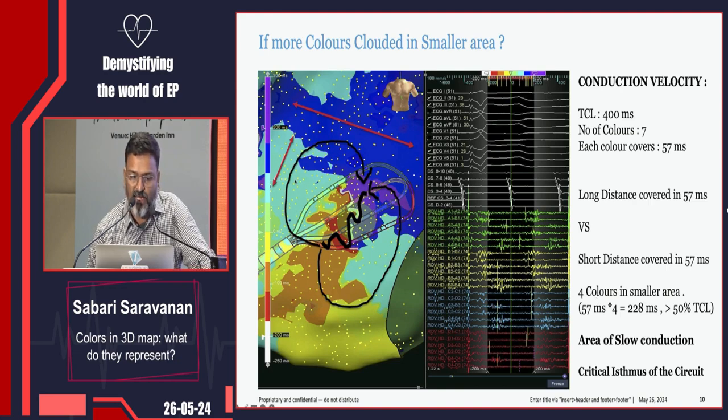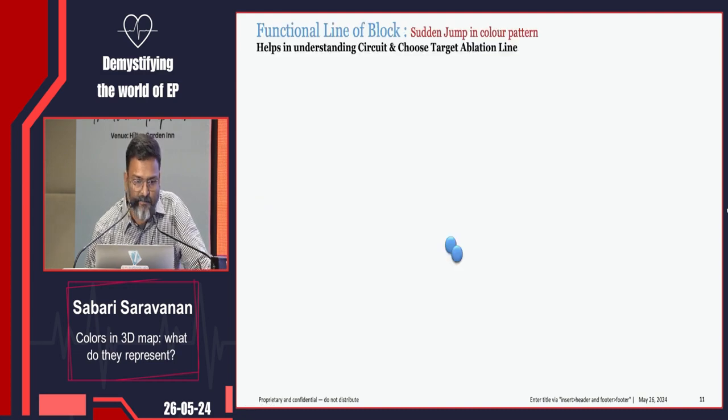So the circuit is going via this way, and then if you are finding more colors in a small area, for example, I'm moving my mouse over here, in this area you are having white, red, orange, yellow. So you're having 4 colors in a small area. That means it's isochronal crowding. That means 57 milliseconds multiplied by 4, which is 228 milliseconds covered here, which is more than 50% of the tachycardia cycle. So that is the area of slow conduction, and those areas are going to be the critical isthmus in this flutter circuit.